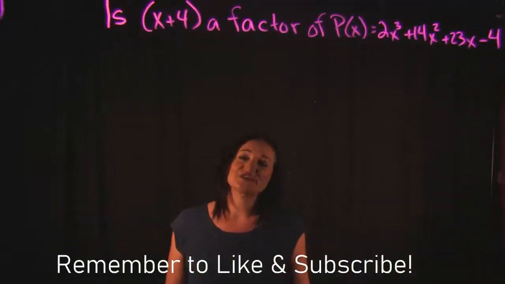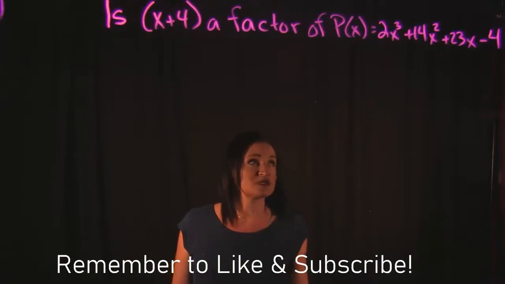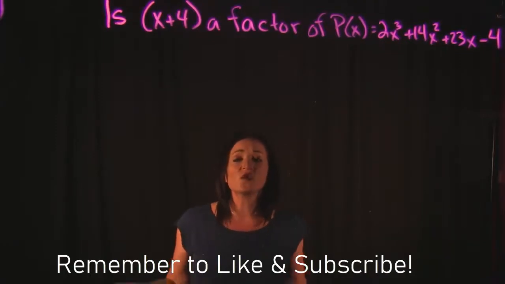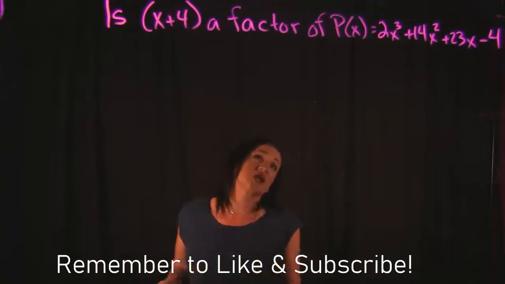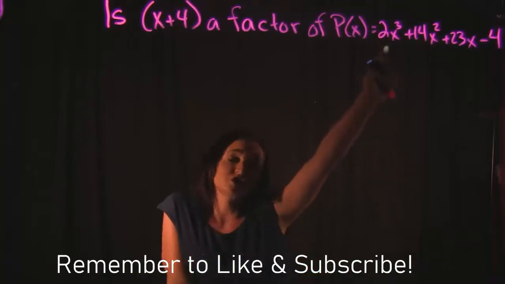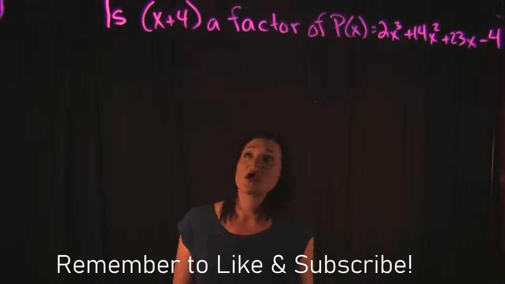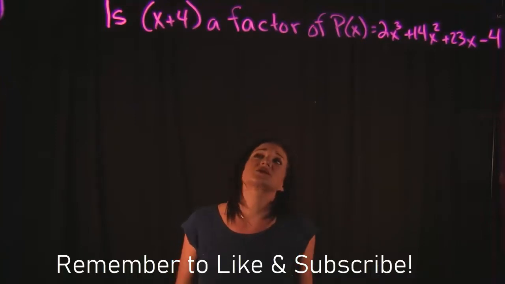Alright guys, so this video is going to focus on how do we find out if x plus 4 is a factor of p of x equals 2x cubed plus 14x squared plus 23x minus 4. So essentially if you're given a polynomial function, typically you're going to be given this kind of problem in functions that have high powers, to the third power, fourth power, fifth power. And this specific question is asking, is x plus 4 a factor of this? So is it a factor?